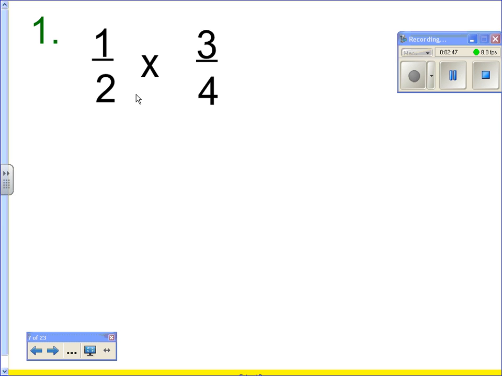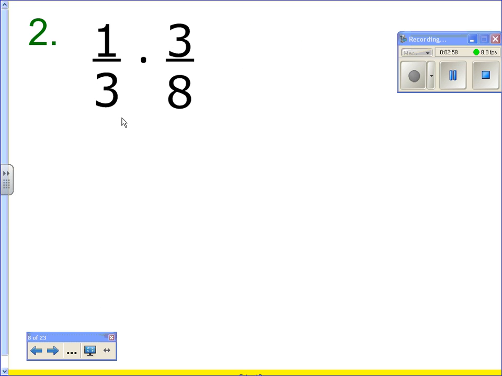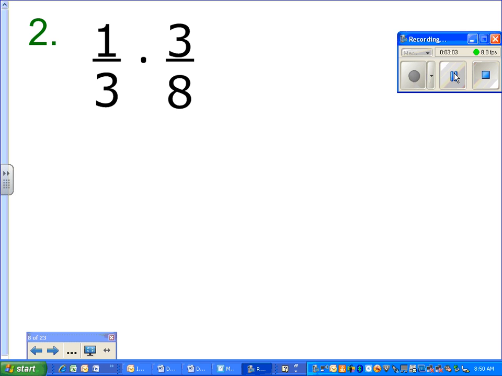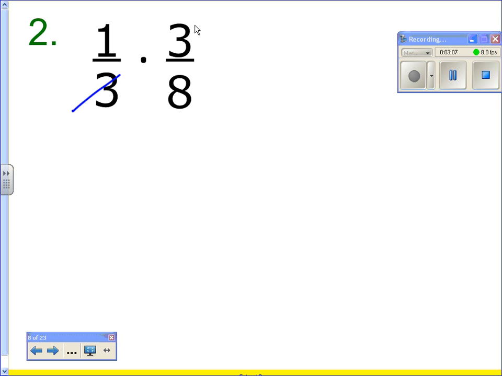Okay, so let's just do some quick examples. I'm going to start off with some real easy ones. This one, 1 times 3 is 3, 2 times 4 is 8, and the answer is 3/8. That's obviously very, very simple. This one, you can cross simplify because 3 goes into 3 one time. So I'm going to go ahead and cross off both of these 3's, and they both become 1's. And then this problem is super easy. 1 times 1 is 1, 1 times 8 is 8, and 1/3 times 3/8 is 1/8.